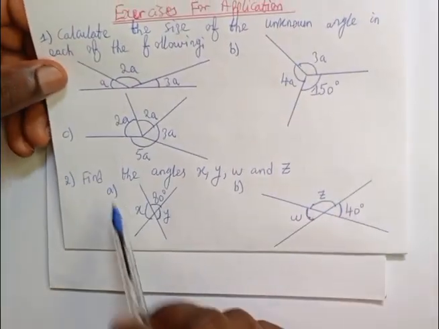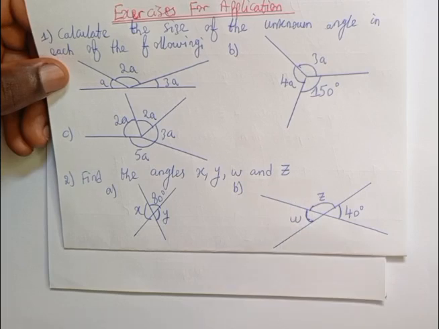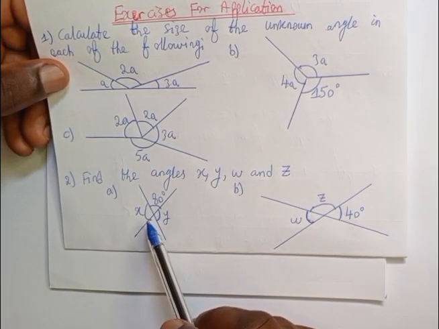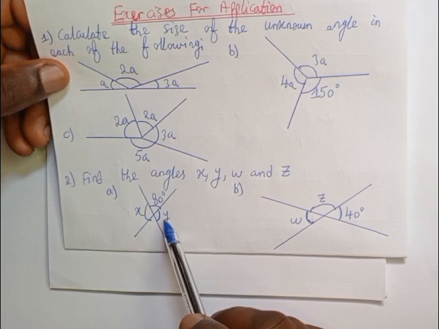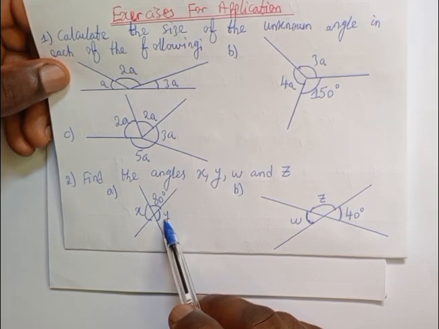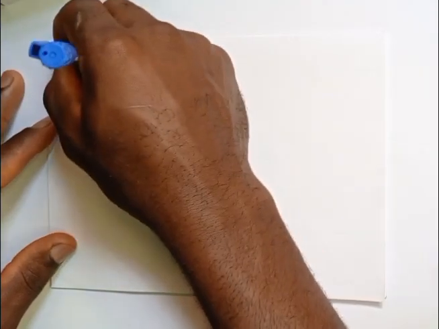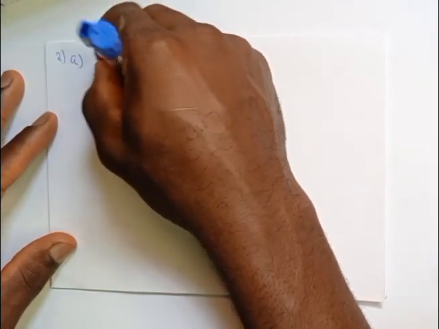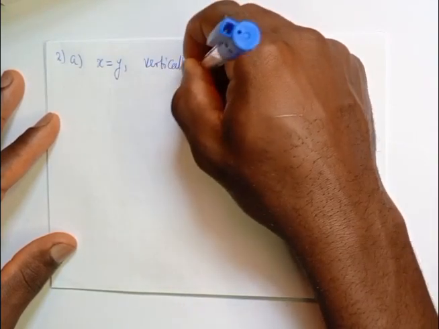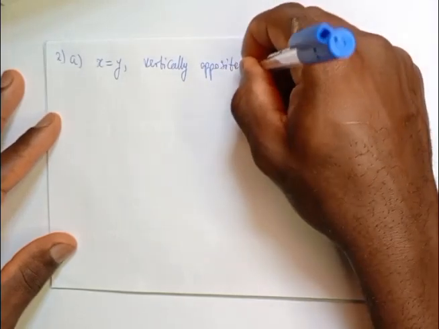For question 2, we are to find the angles X, Y, W, and Z. For question A, the angles X and Y are vertically opposite. That means X is equal to Y. Let's write it down. X equals Y, vertically opposite angles.